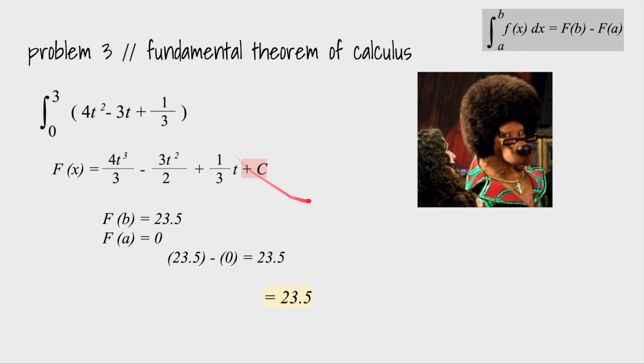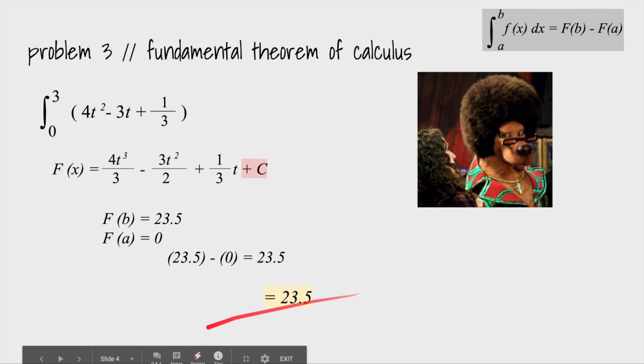But I just put that in red because we don't really need it since of what we're using. And so 4t cubed over 3 minus 3t squared over 2 plus 1 over 3 times t equals the function F of x, capital, which is the antiderivative. And then F of b equals 23.5 and F of a equals 0. So 23.5 minus 0 equals 23.5, and this is our final answer.